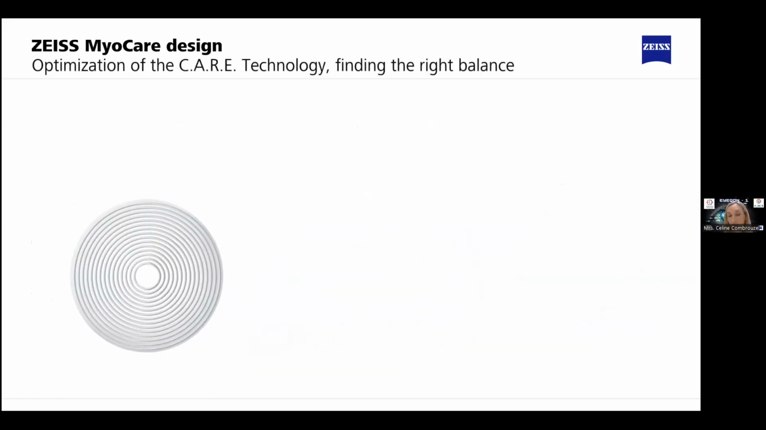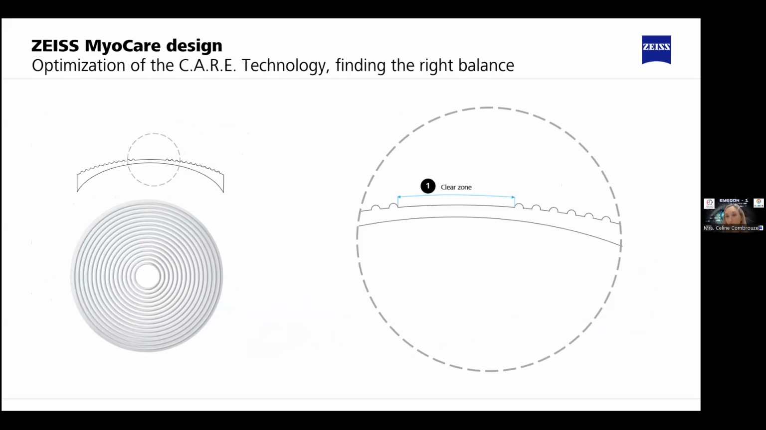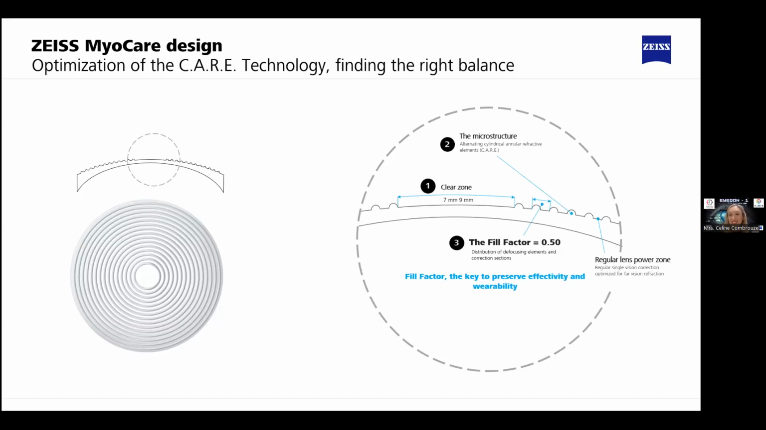So how is the design of a myopia lens? This is a cut. You have this central zone. We tried 12 prototypes of myopia lenses in China before picking the ones we wanted to keep. So this clear zone has the best comfort and efficiency for a size of 7 millimeters to 9 millimeters. Then you have the microstructure, the care elements, which are going to create this myopic defocus. And between each care element, you have the normal correction. The fill factor, the distribution of the surface, is 50-50: 50% myopic defocus, 50% good vision, and a clear zone of 7 to 9 millimeters with normal vision. All those parameters together are going to make this lens comfortable, so wearable, and with very good efficiency.